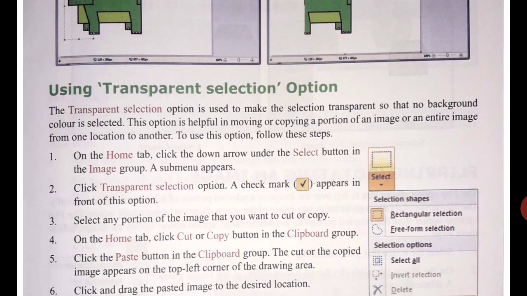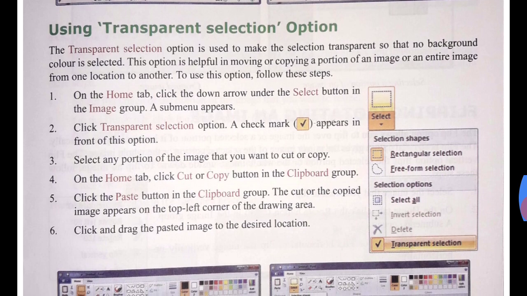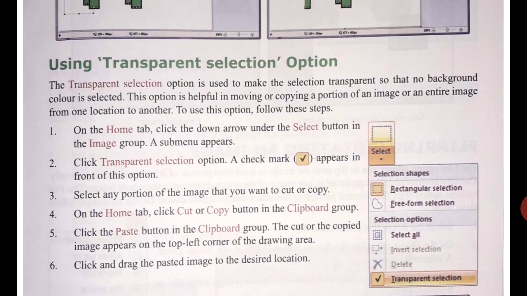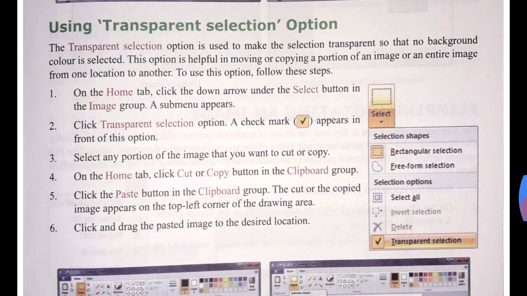Now see, using the transparent selection option. The transparent selection option is used to make the selection transparent so that no background color is selected. This option is helpful in moving or copying a portion of an image or an entire image from one location to another. To use this option, follow these steps.